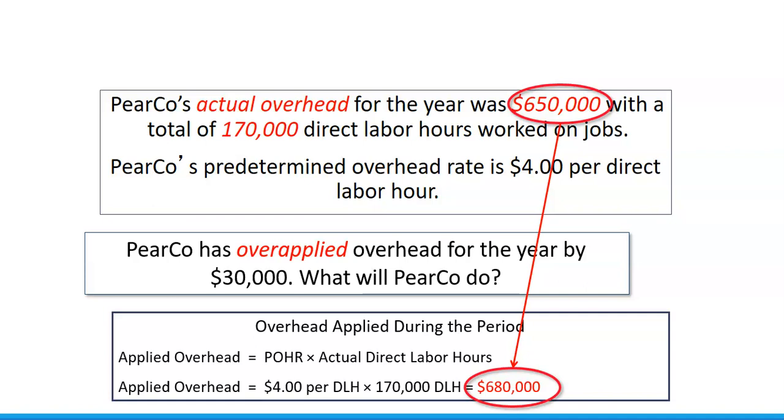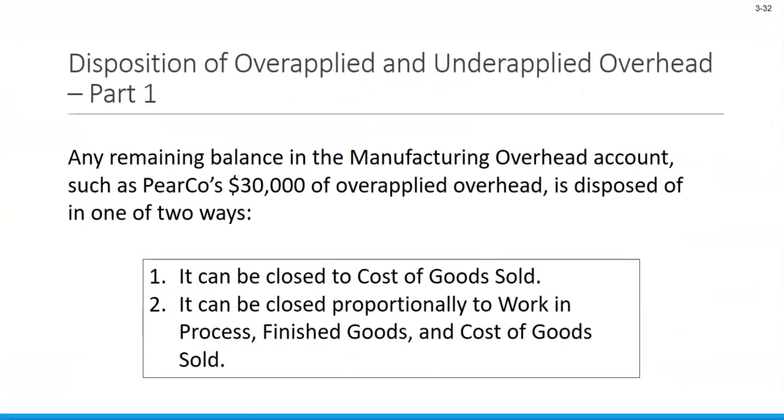So as we can see here, we had 30,000 of overapplied overhead. So now what do we do? At the end of the accounting period, the overhead account needs to be closed. We need to do something with that $30,000. There are two methods for that. One we talked about in chapter 2. It gets closed to cost of goods sold. So we move it from overhead to cost of goods sold.